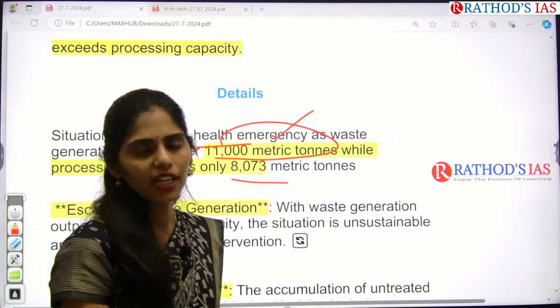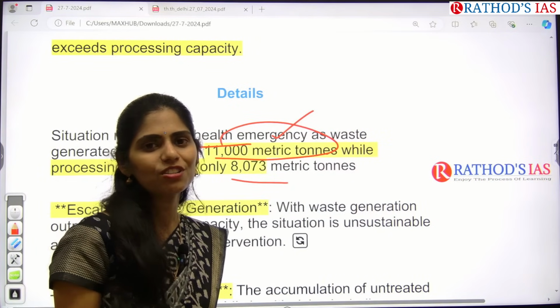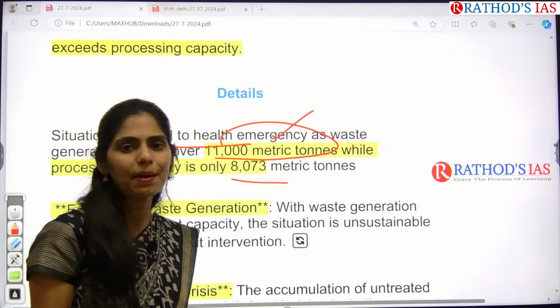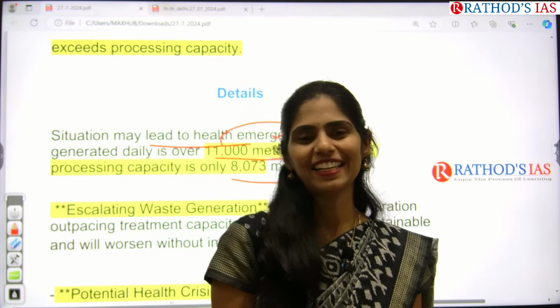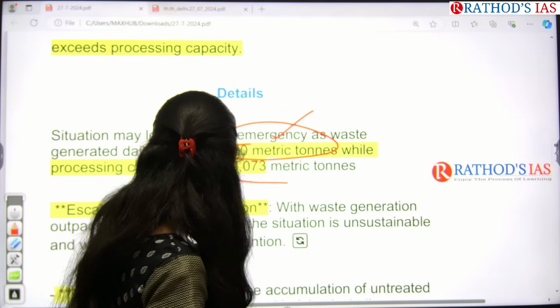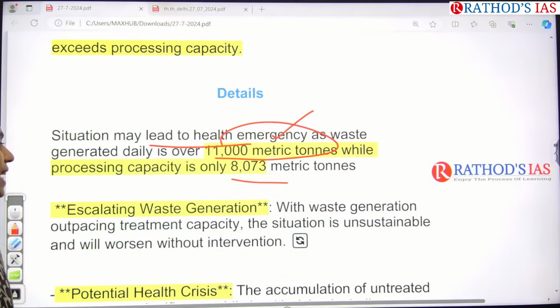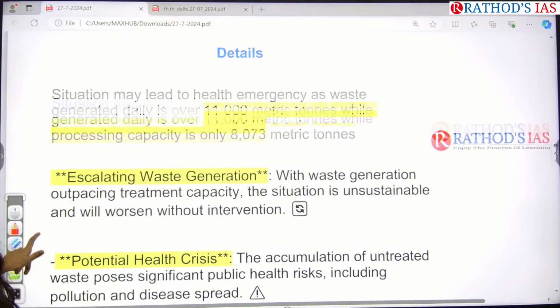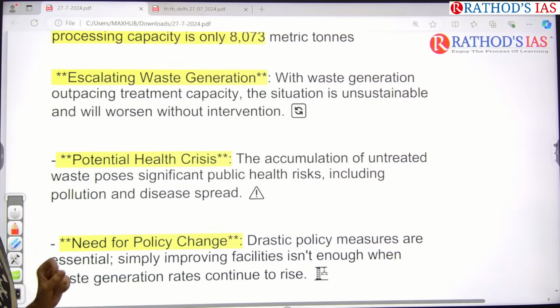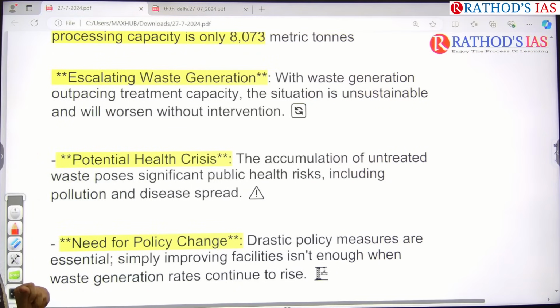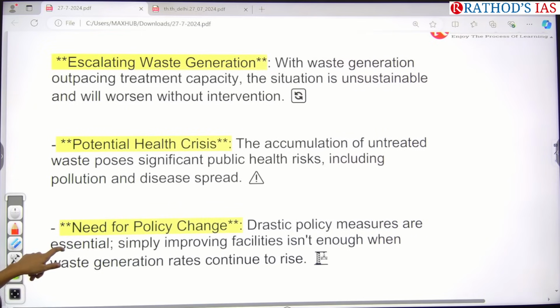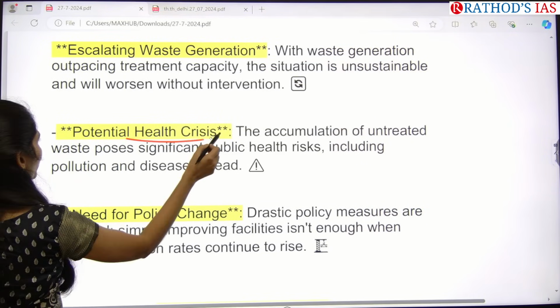And now it is the rainy season. So what happens if dumping of waste is happening at these dumping sites in this rainy season? You can't live there for a single minute, right? Yes, that is what is happening. So this article is saying that waste generation is happening at a very fast pace compared to processing or recycling. There is a very increased rate of waste generation, and because of this there is a potential health crisis.